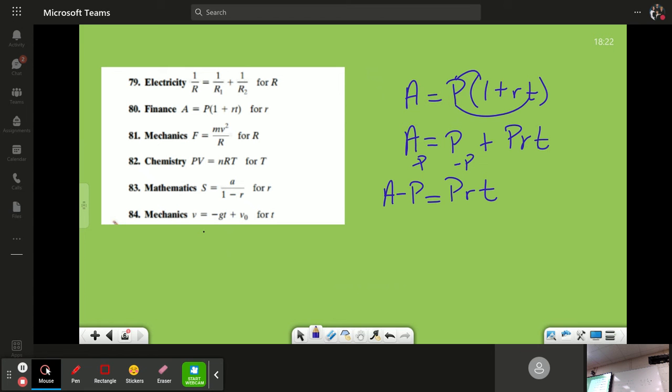What do I need to make go away? The PT. And I'm just multiplying there, right? So if they're multiplying by P and T, I can divide by P and T. And that cancels that, and that cancels that. Whatever you do on one side, you do on the other. And there's my answer. All I needed was that R by itself.